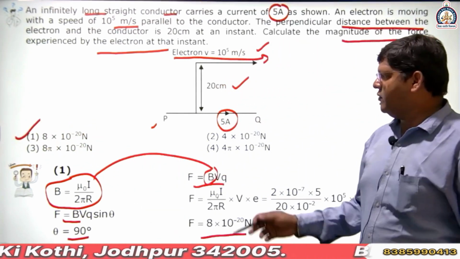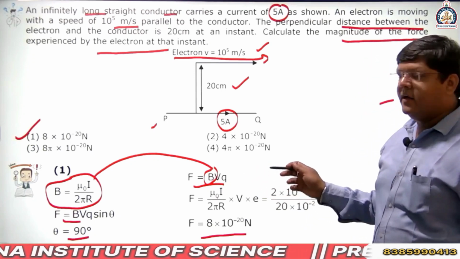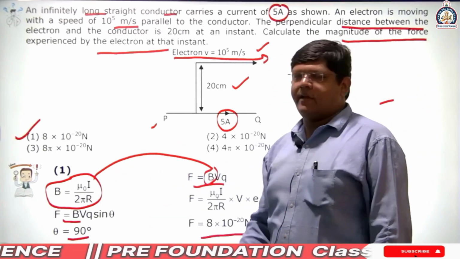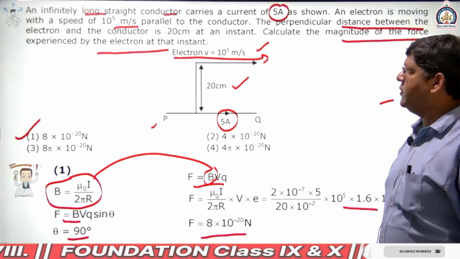Okay, we just have to calculate the force. The formula for force is F is equal to QVB sin theta, and for magnetic field we use the formula B is equal to mu naught I upon 2 pi r. Okay, moving to the next part.